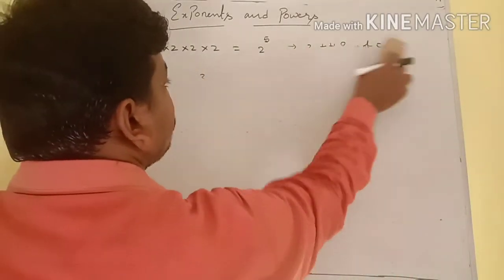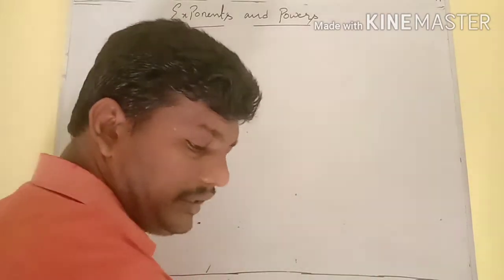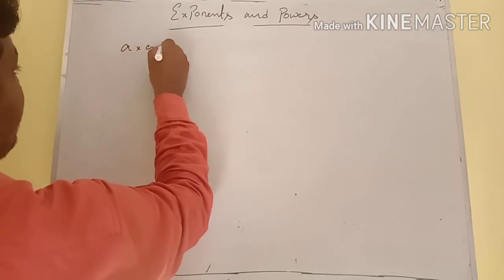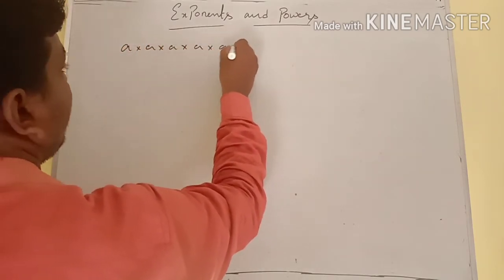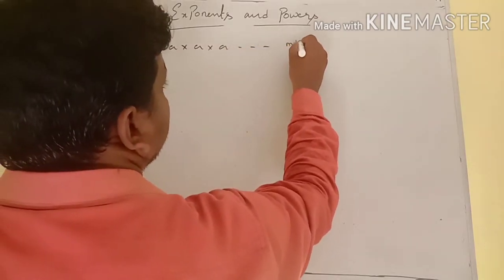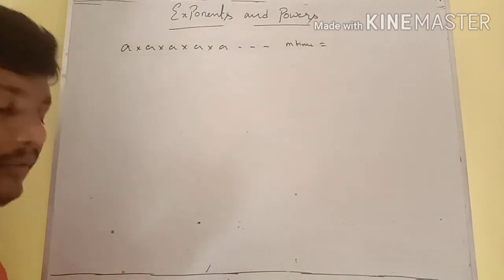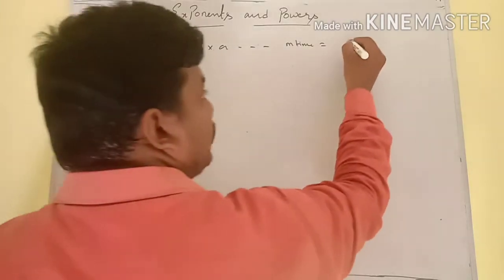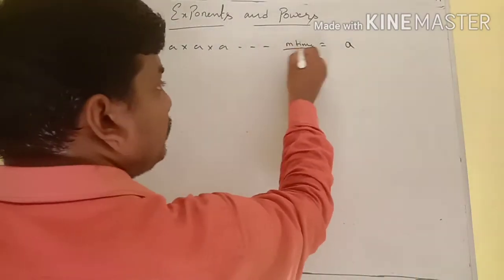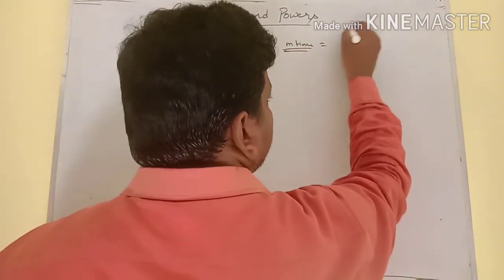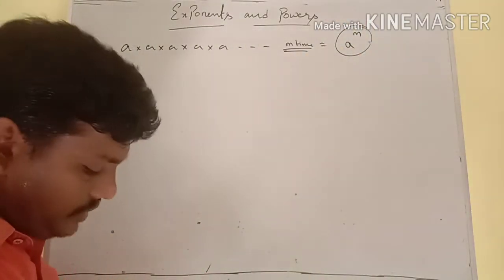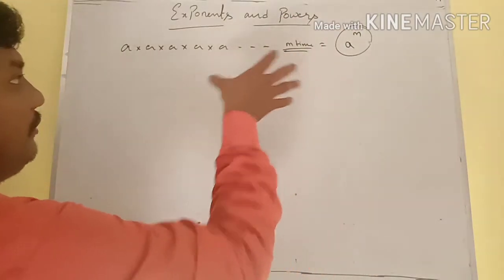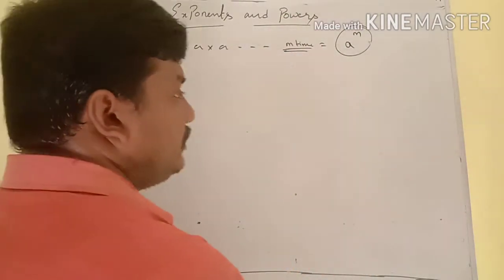Suppose a is a number. Let a be repeatedly multiplied, a into a into a into a, and so on, m times. Which number is repeated here? a. That means a is the base. How many times? m times. That is power m. So this can be represented as a to the power of m, or a is raised to the power of m. This is known as exponential form.